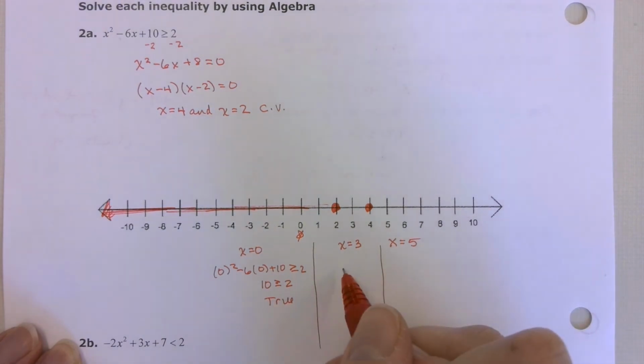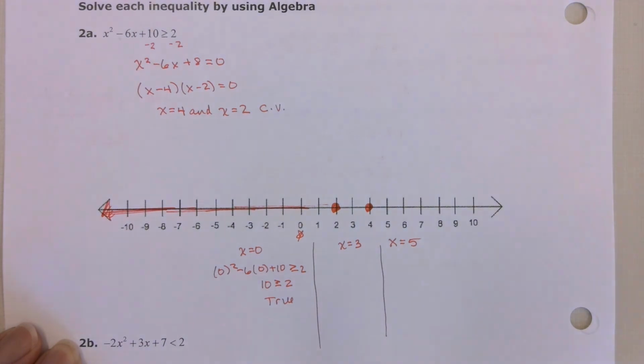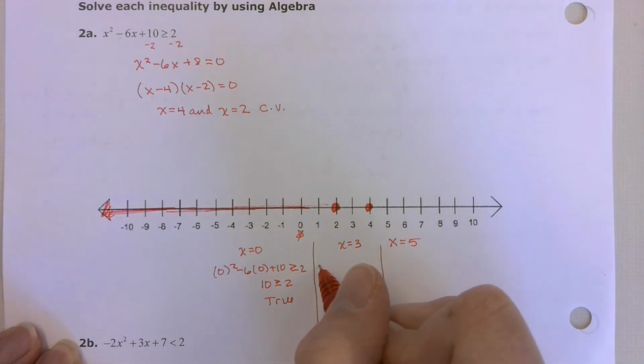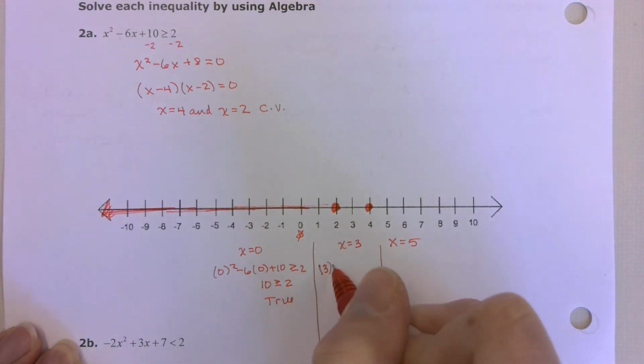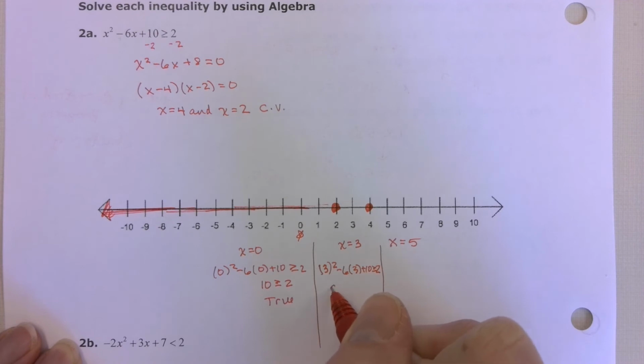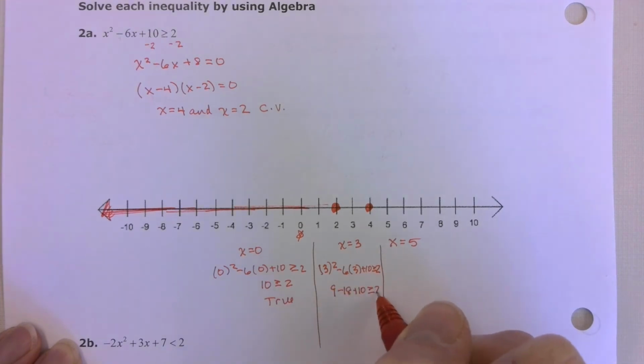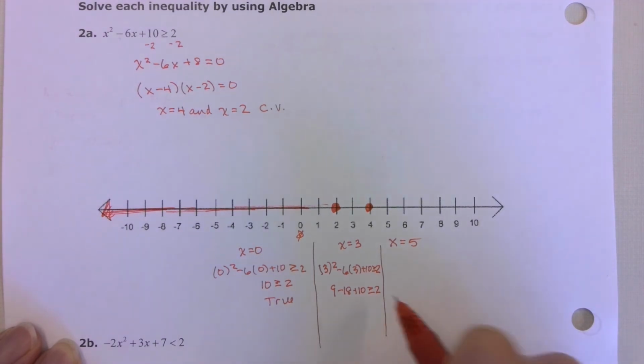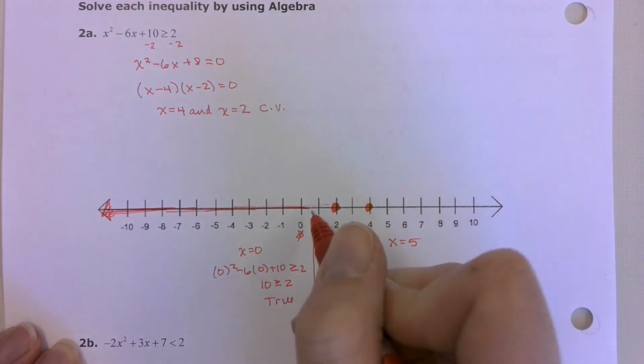And then I'm going to try x equals 3. I'm going to plug it in and get the math. So it would be 3 squared minus 6 times 3 plus 10. Is that greater than or equal to 2? So I get 9 minus 18 plus 10, greater than or equal to 2. And that would be negative 9 plus 10. So I get 1 is greater than or equal to 2. And that is not true, so I do not shade it in.